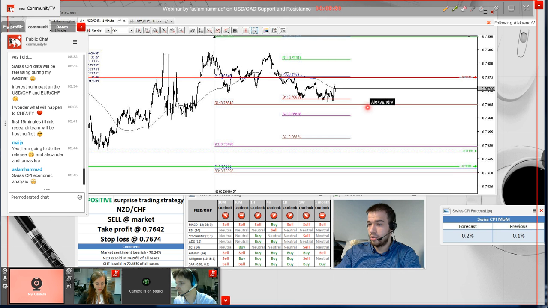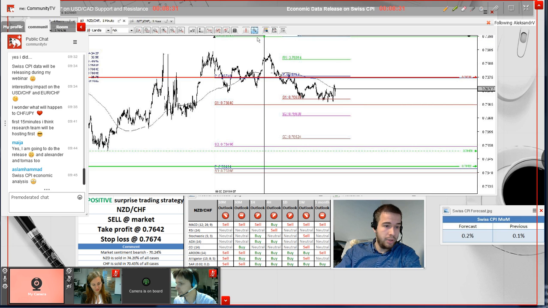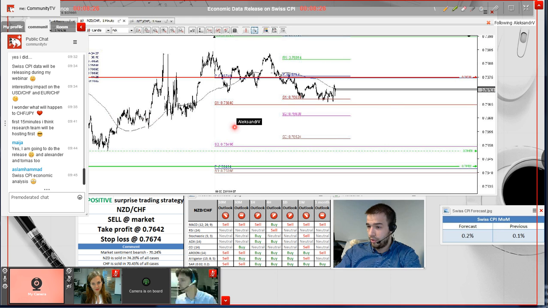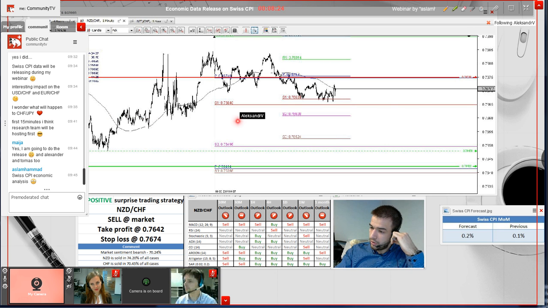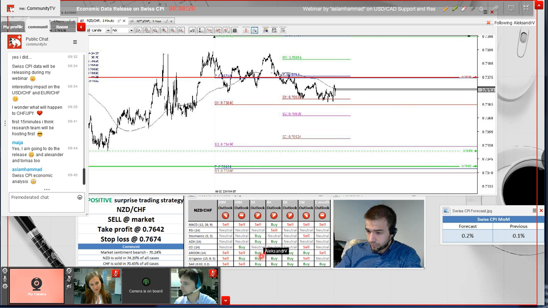Regarding the stop loss, we suggest placing it around the daily and 4-hour pivot point, and the level is 0.7674, and in pips that will be just 4 pips, so just a couple of pips from the market price. So even in case of worse than expected data, the trading strategy is not very risky, and your losses will be limited.